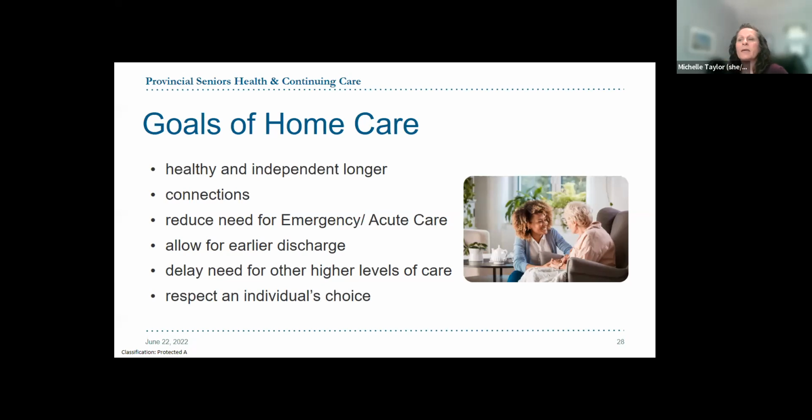Okay, here we go. Goals of home care include: support individuals to stay healthy and independent longer, support connections with community and social supports, reduce the need for emergency and acute care, allow for earlier discharge after acute care stay, delay the client's need for designated supportive living, long-term care or other higher levels of care, and respect an individual's choice to live in their own home, closer to family and friends.